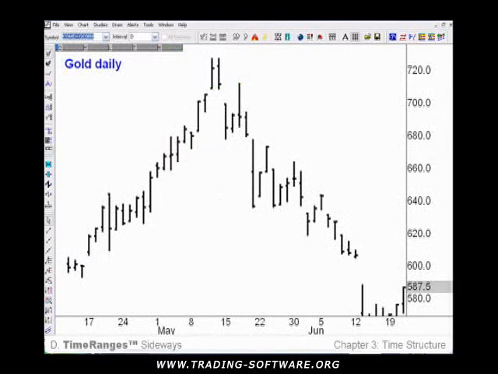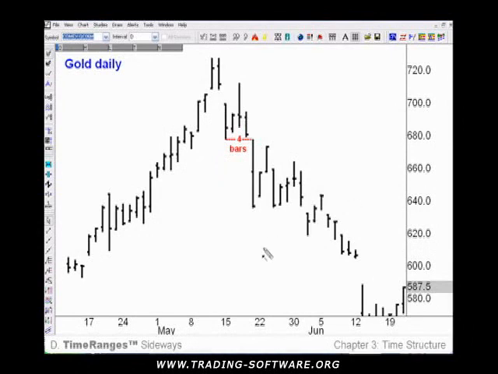Let's take a look at that Go chart again. Here we see the first time range as it is falling. Here. And we'll count the number of bars here. 1, 2, 3. On the fourth bar, it breaks through. We can say that time range is 4 bars wide.